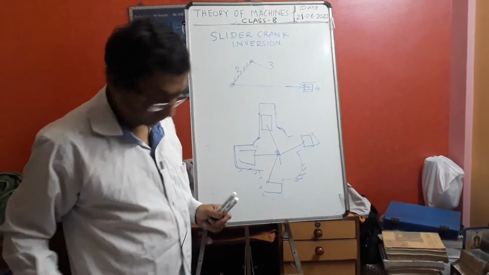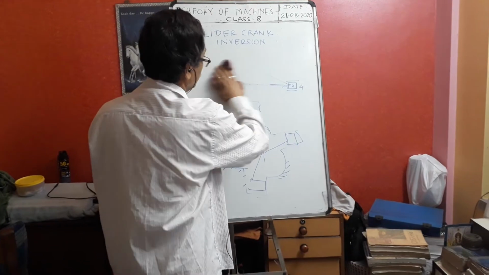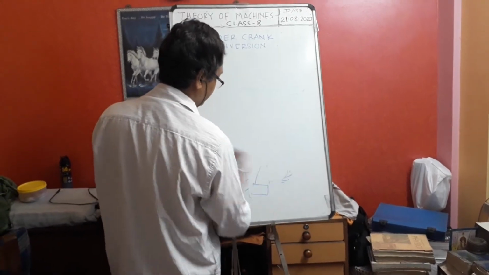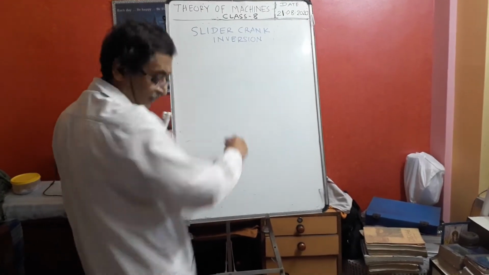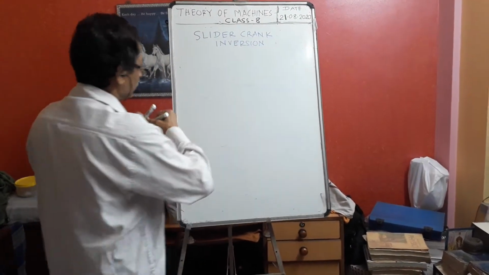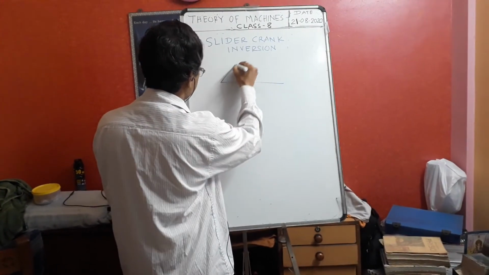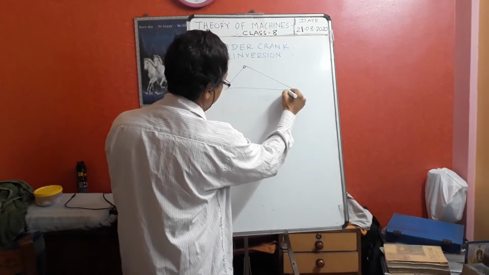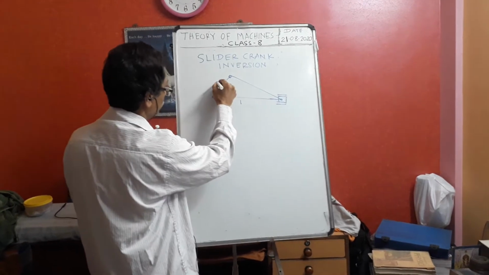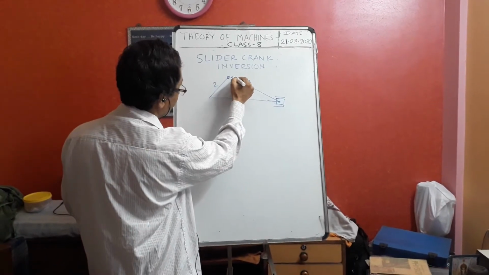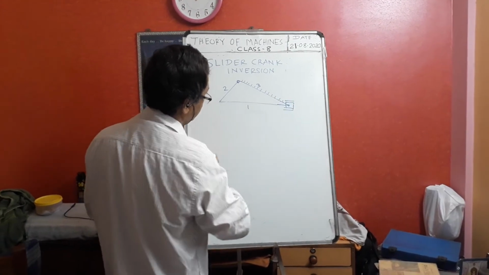So today we will be discussing inversion 3, where I will fix the slider crank inversion 3. So what is my original diagram? The original diagram was this one. Let me repeat, 1, 2, 3. Now I will fix this one, the crank. This is the connecting rod I will fix.